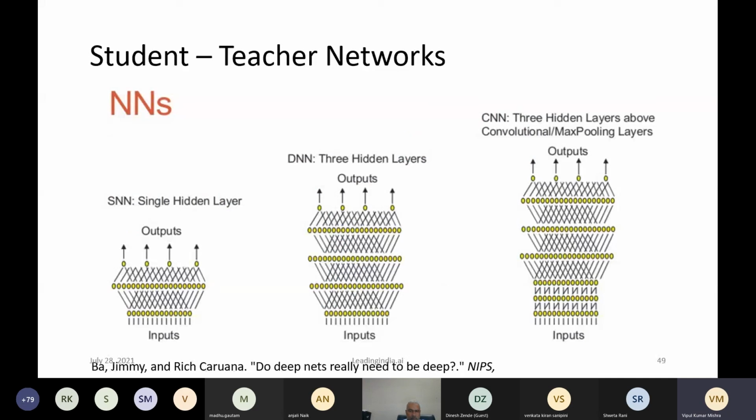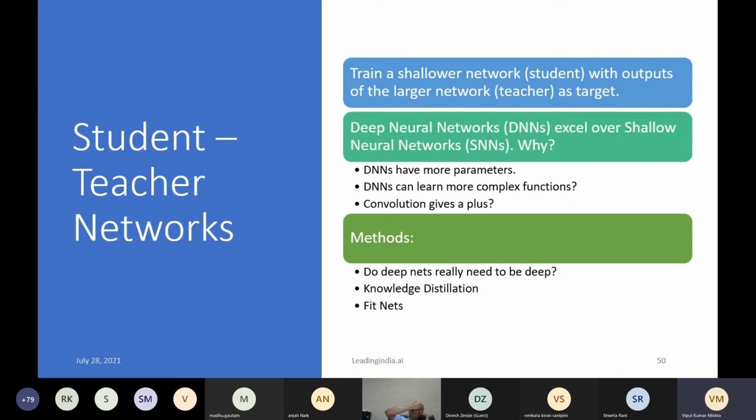Then quickly, I'll give in a few minutes the last method, that is the student teacher network. That is a very interesting method. What we are doing here, suppose we have these outputs, single hidden layer output, three hidden layer output, and bigger outputs, like n number of layers. So let's understand how exactly it works. In the student teacher network, first we train a bigger network, a very big network. Then from that big network, we train the smaller network.